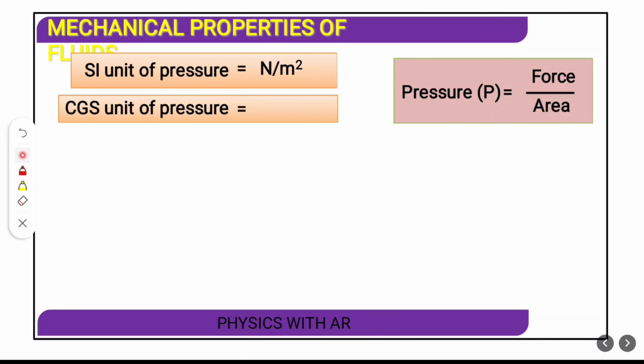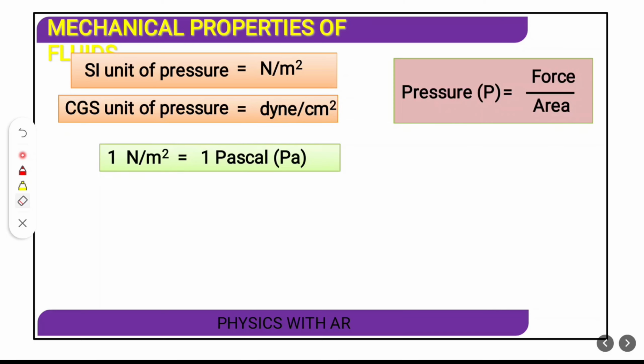The CGS unit of pressure is dyne per centimeter square. In CGS, that is centimeter, gram and second, for force the unit is dyne, and for area the unit is centimeter square. Under certain conditions, instead of Newton per meter square, we can use the pascal. This pascal, denoted by Pa, is equal to 1 Newton per meter square.